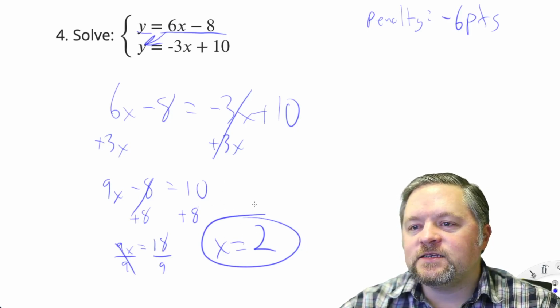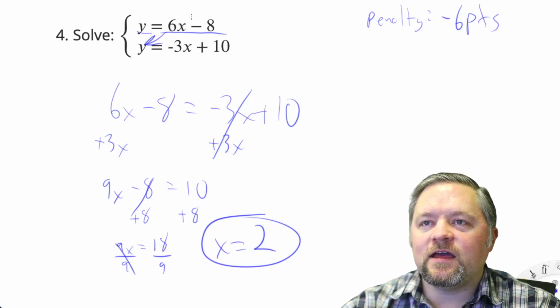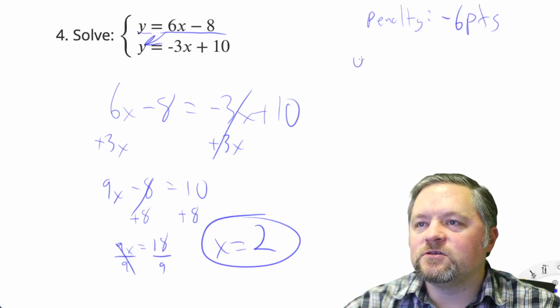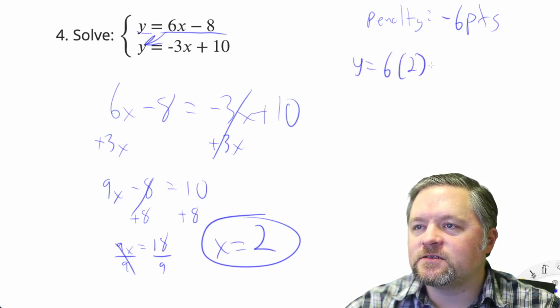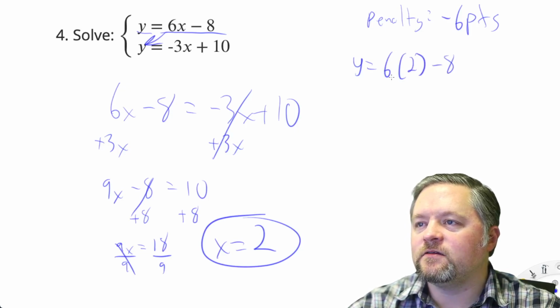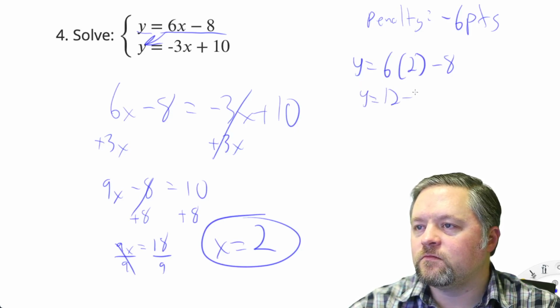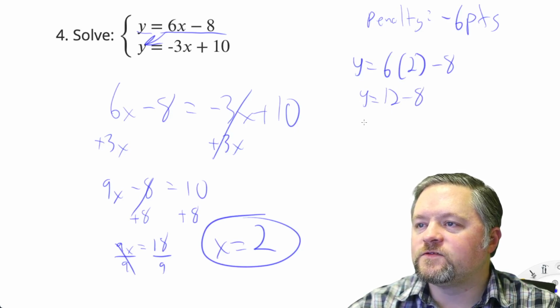Now we know what x is. Let's plug that back in and figure out what y is. Y equals 6 times x, subtract 8. 2 times 6 is 12. 12 subtract 8 is 4.